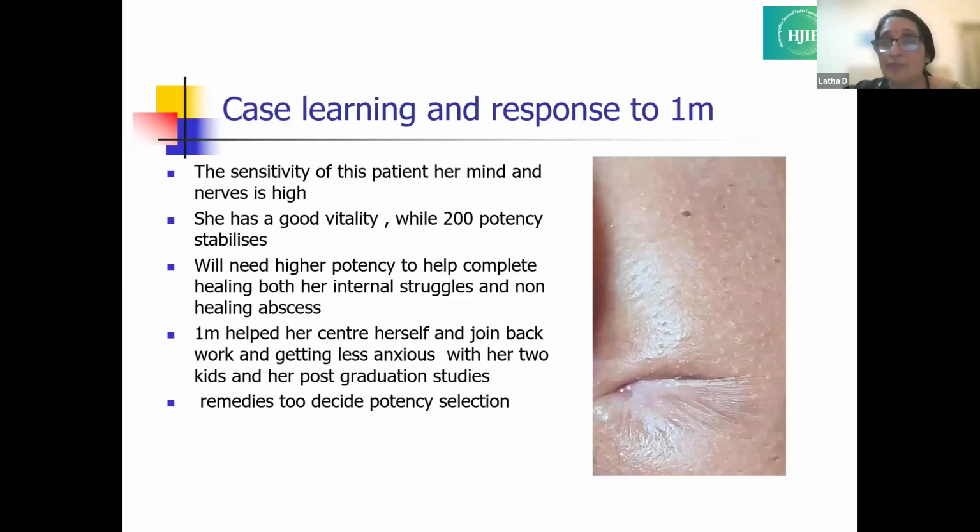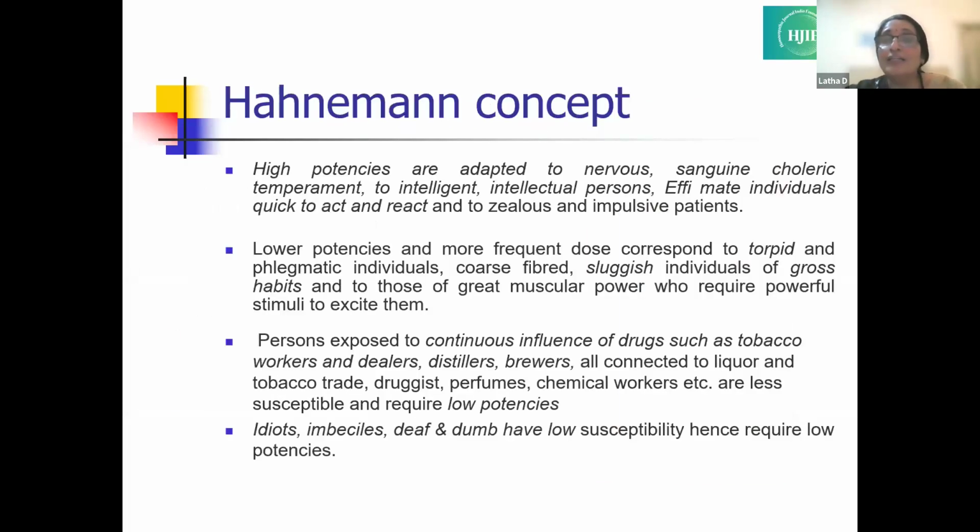Now, see what happens with 1M. There's a complete healing of that area. So you find that we need higher potencies to completely heal her internal struggles of the mind as well as the non-healing abscess. So where did this concept come from? Mostly Hahnemann and Kent were the ones who spoke about frequent potencies.